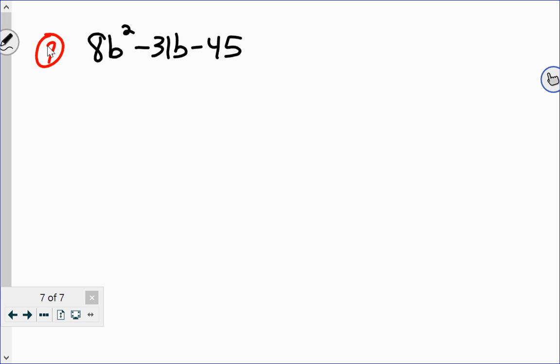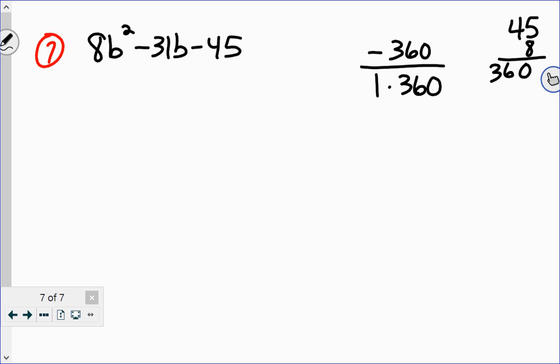Now here's a perfect example of something that has a lot of factors, and randomly guessing is probably not going to land you on the answer very quickly. So we want to have a method, okay? First I'm going to write 1 times 360, and then I'm going to stop just for a moment and think about which side the negatives are on. Well, I'm trying to add to get a negative 31, so that means the bigger number has to be negative.